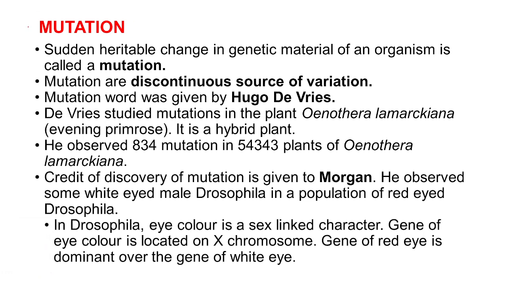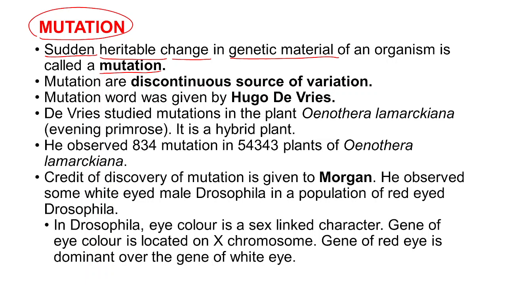Mutation is nothing but a sudden inheritable change in the genetic material. Very clearly it is mentioned. The genetic material may undergo changes sometimes, but if it is not inheritable, then it cannot be called mutation. If it can be given to the next cell or next generation, then it can be called mutation. A sudden inheritable change in the genetic content of an organism is called mutation, right?